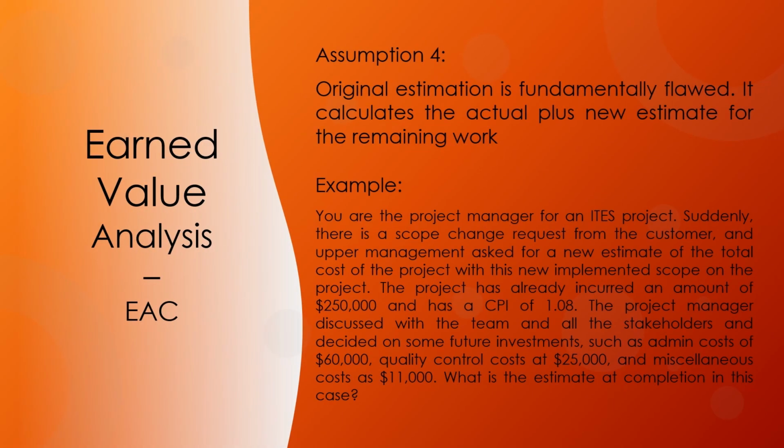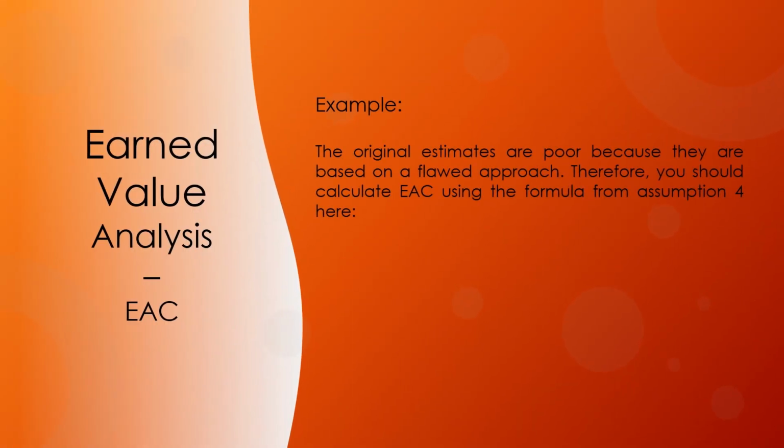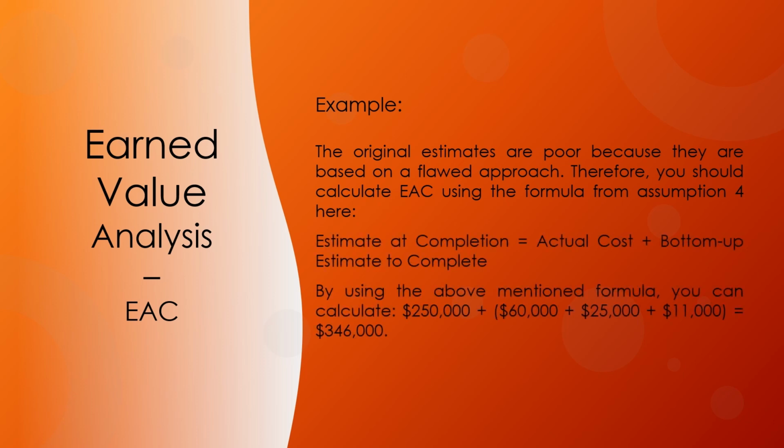This formula is used when the original estimation is fundamentally flawed. It calculates the actual plus new estimate for the remaining work. In this example, the original estimates are poor because they are based on a flawed approach. Therefore, you should calculate EAC using the formula from assumption 4 here, which is estimate at completion equals actual cost plus bottom-up estimate to complete.